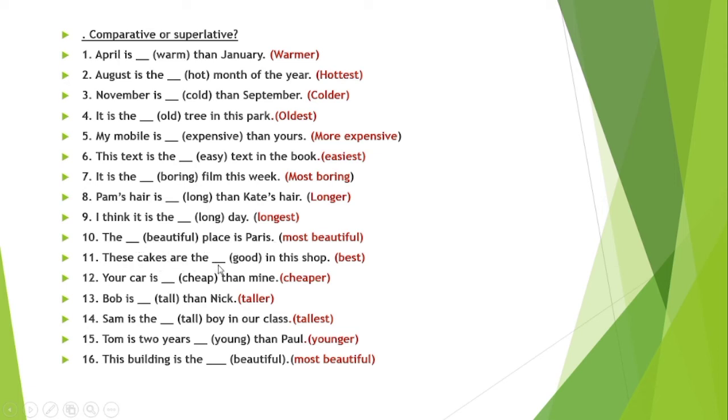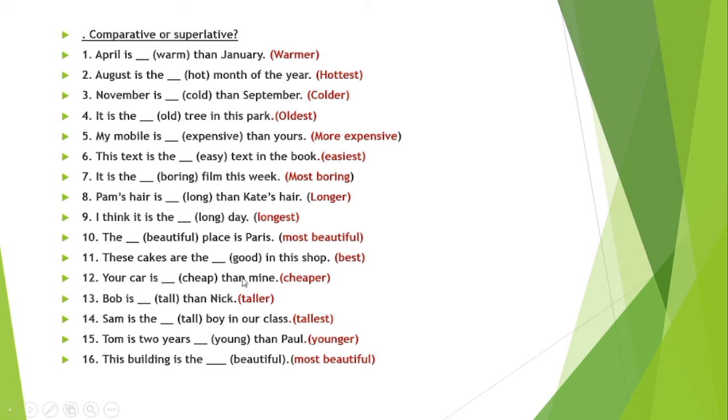These cakes are the dash in this shop. Again these cakes are compared with all the other cakes in the shop, so that is why we need superlative degree. So good, better, best. Now it is the one that is irregular because it does not follow any of the rules, so we have good, better, best. These cakes are the best in this shop.